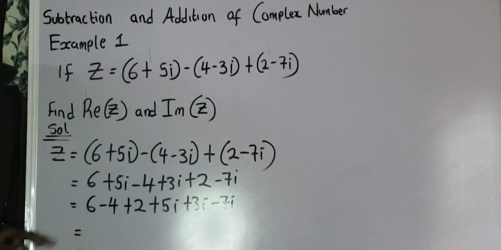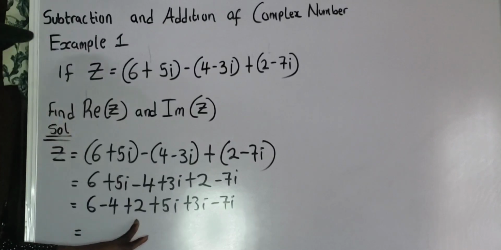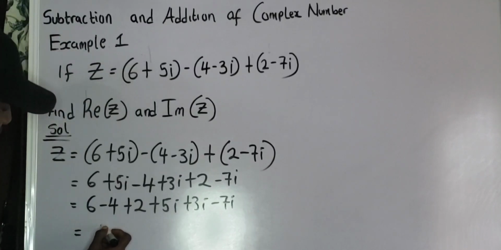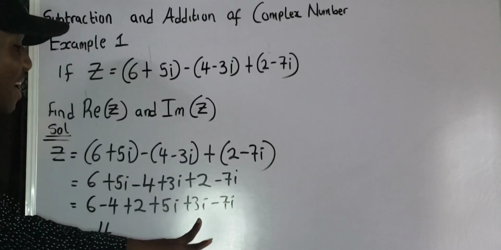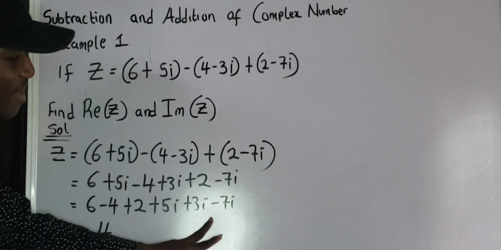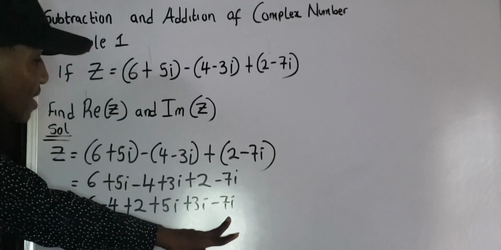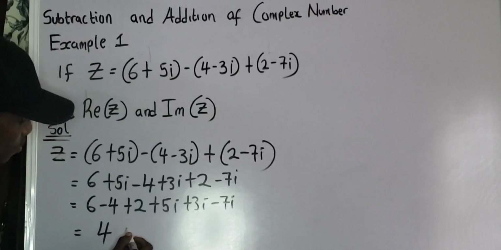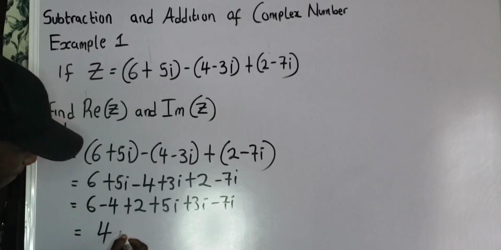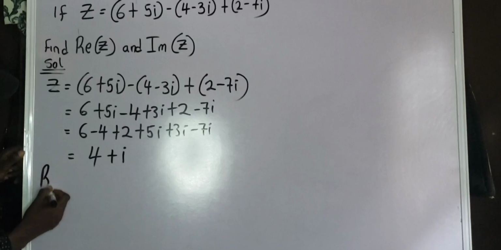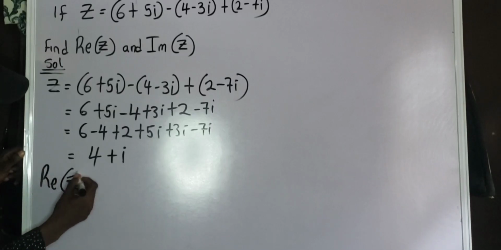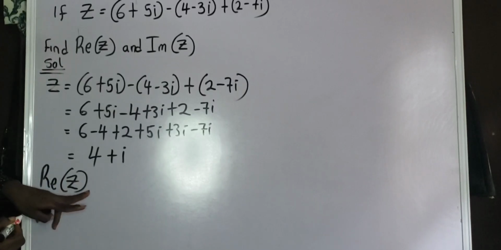So we're going to have 6 minus 4, that is 2. 2 plus 2, that is 4. So for this, we're going to have 4. 5i plus 3i, that is 8i. 8i minus 7i, that is i. So this is going to be 4 plus i. So the real z is the real part of z.